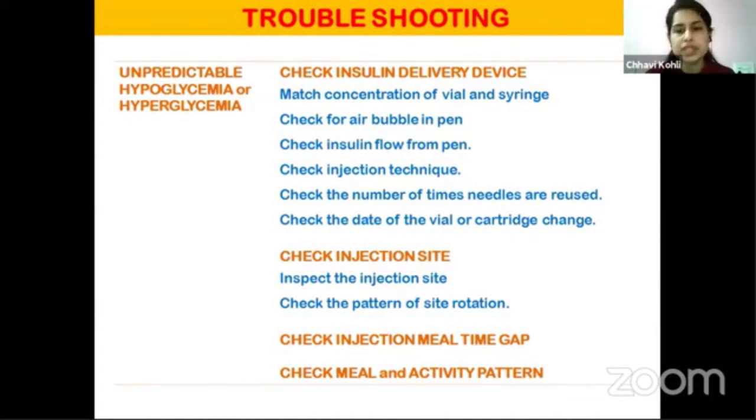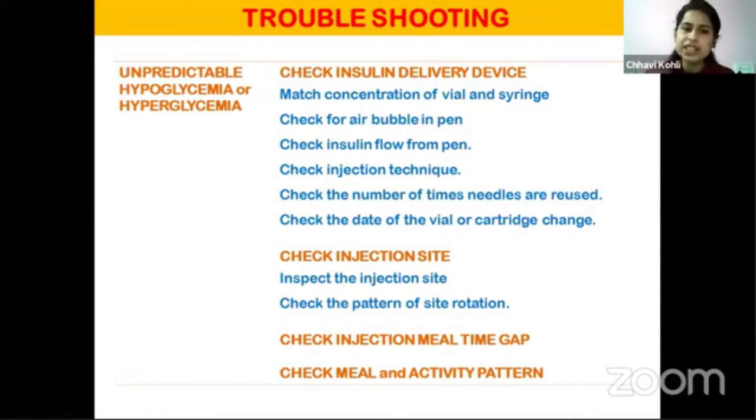If the patient is using a syringe, then the concentration of the vial should be matched with the concentration of the syringe. It should be checked that the pen does not have an air bubble. Insulin flow from the pen should also be checked, and the patient's insulin injection technique should be reviewed at that time. Also, it should be checked when the vial or cartridges were changed. Injection sites need to be inspected properly at this point, and how they are rotating the injection sites should be reviewed. They should also be asked about when they are injecting insulin, to check the insulin mealtime gaps of the patients, so whether they are injecting insulin at the right time or not.